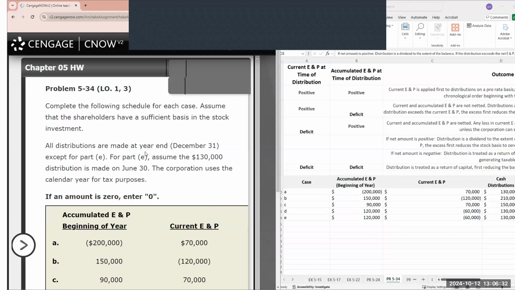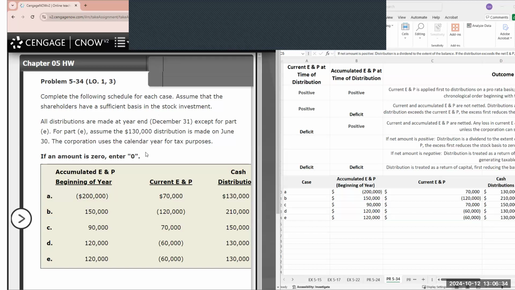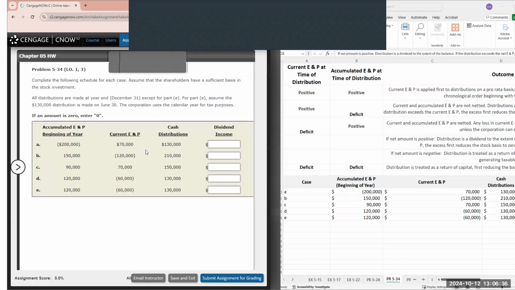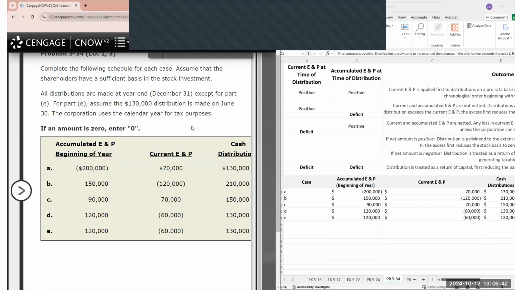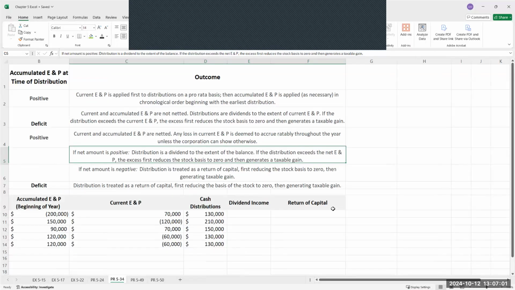So here we have this problem, and it says complete the following schedule for each case. Assume that the shareholders have a sufficient basis in the stock investment. All distributions are made at year end, December 31st, except for Part E. For Part E, assume that the $130 distribution is made on June 30th. So I have all the information here. We'll look at the Excel.